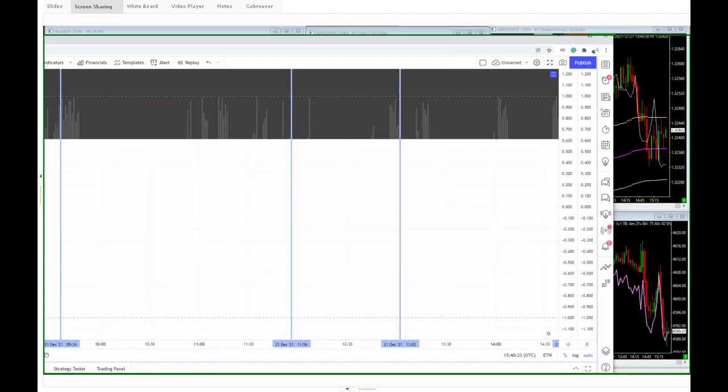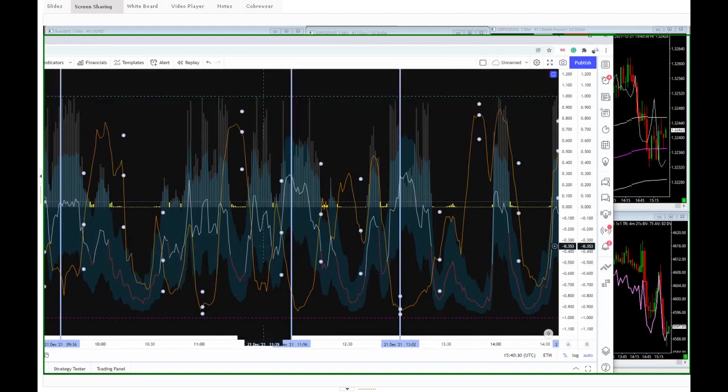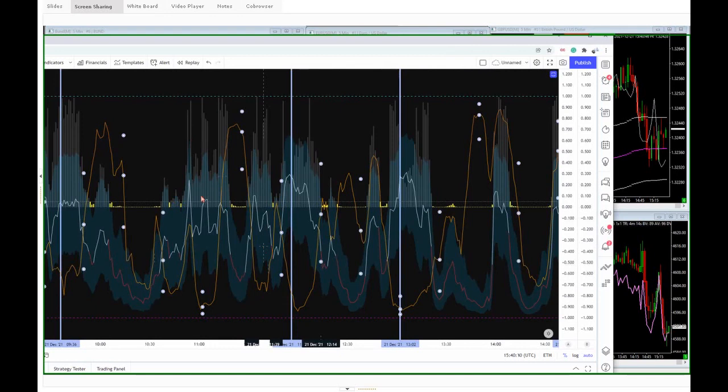Okay, this is an example that we're looking for. So now you can see the opportunities. You can start to recognize some of these opportunities in these areas here.